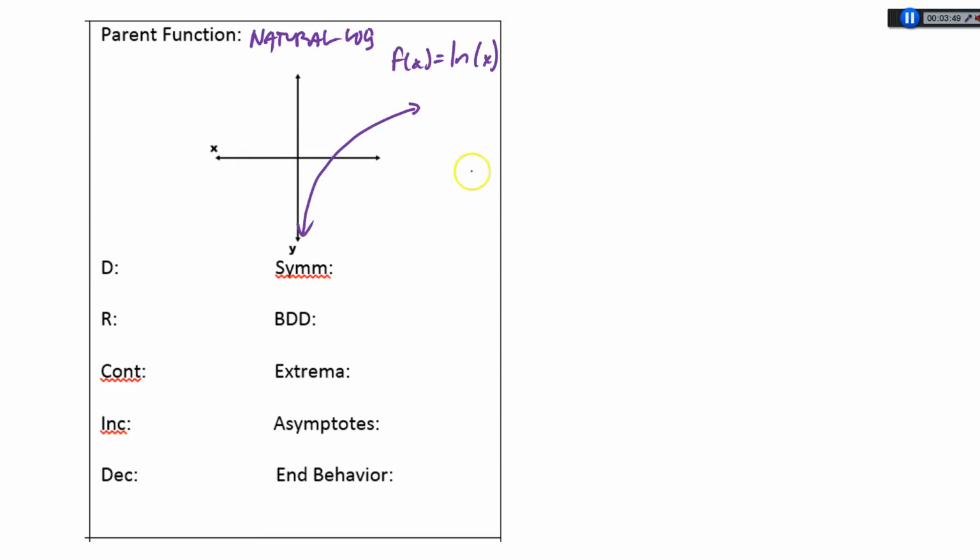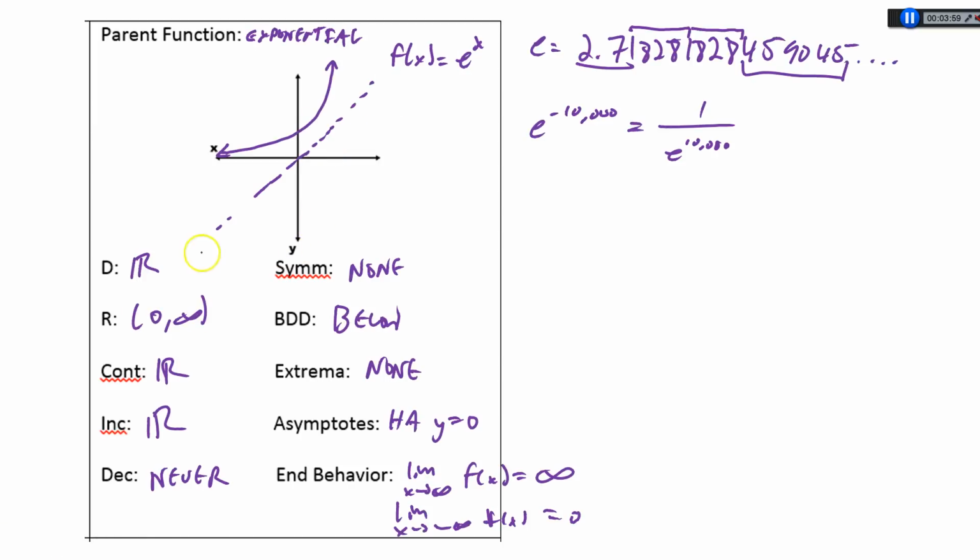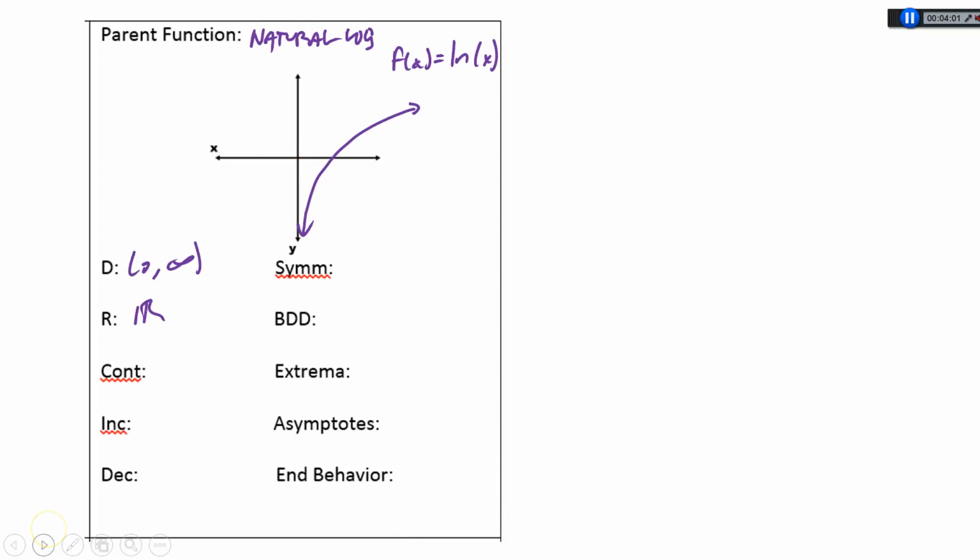Domain, I can only plug in positive numbers. No 0, because remember, it never reaches 0 on e to the x, doesn't here either. Range, though, is all real numbers. Notice the domain and range flip-flopped. That happens with inverse functions. Very cool. Continuous on its domain. No discontinuous points there after it starts off at 0. It's increasing on all real numbers. Sorry, on its domain, I should say. Never decreasing.